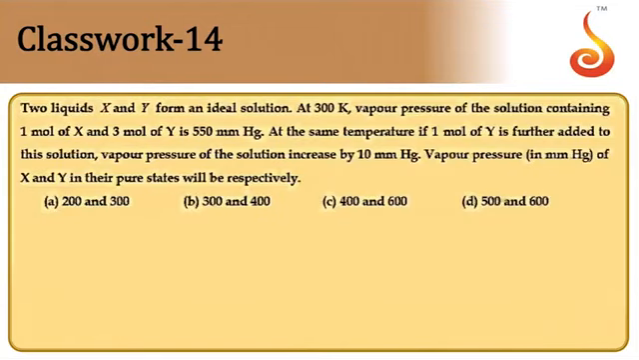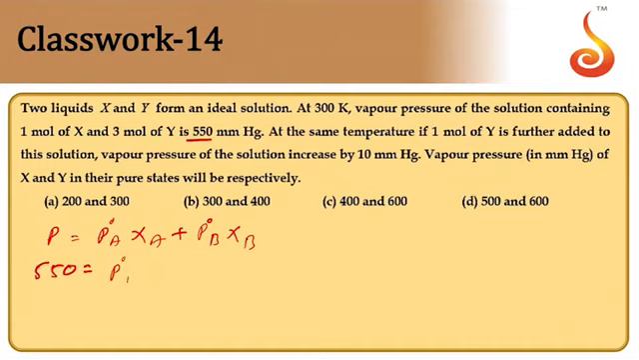Now let us take Raoult's law here. The basic formula which we know is P is equal to P0 A XA plus P0 B XB. Initially the total pressure is equal to 550, means 550 is equal to P0 of A into XA. The number of moles of A, the first component, is 1 mole, so 1 by the total number of moles 4 here, plus P0 of B into the mole fraction of the second component, 3 by 4, equation 1.